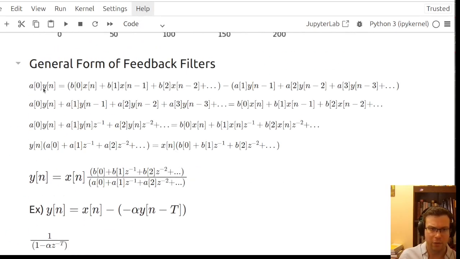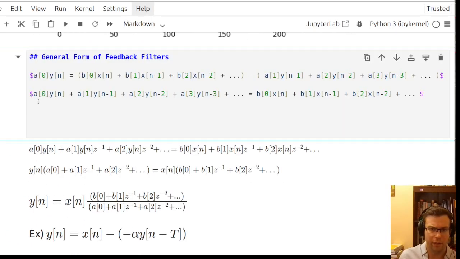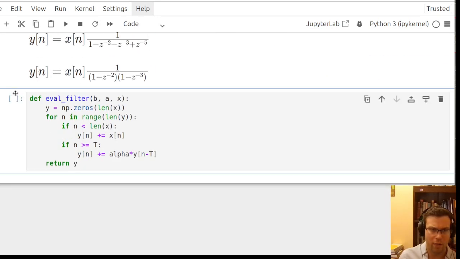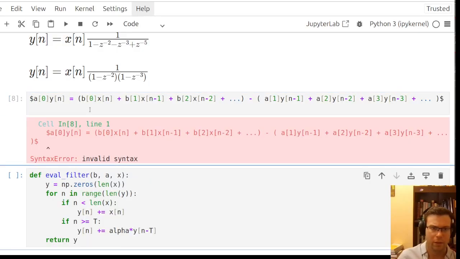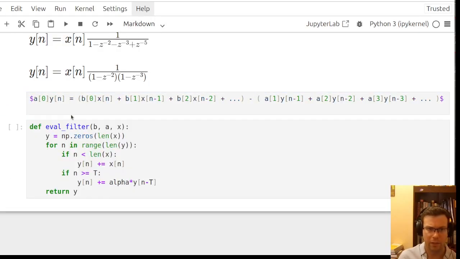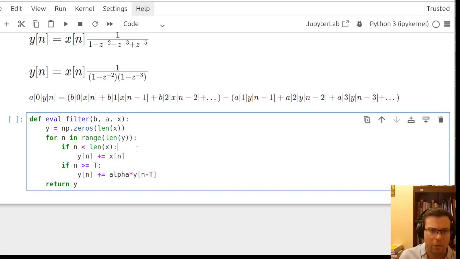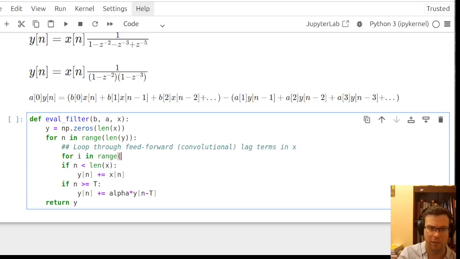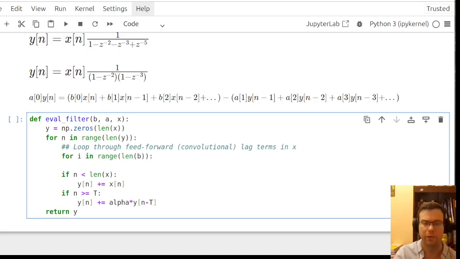Okay, let me get this equation here so I have the general form that I need. So I'm trying to create a y[n] here. If I'm just evaluating this in the time domain, what I need to do is first loop through the feed forward, or just ordinary convolutional, lag terms in x. So I'll say for i in range len of b. So let me go through all the feed forward terms.